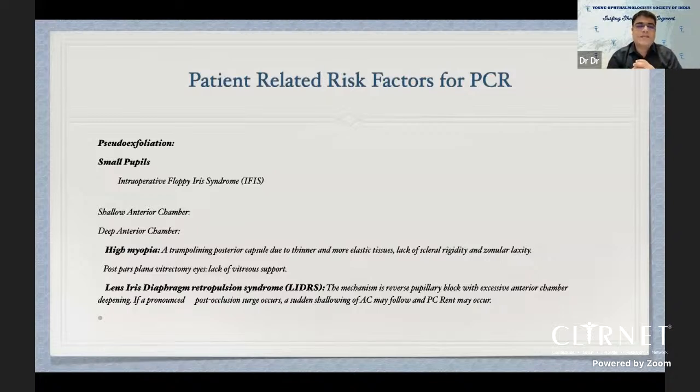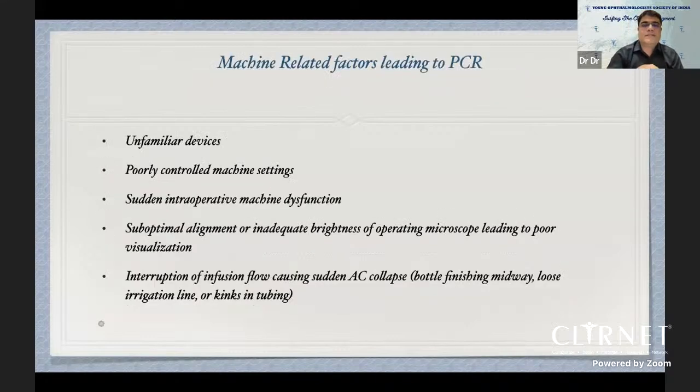Or if there is a deep anterior chamber in high myope patients, the posterior capsule, because of the trampolining effect, may come towards the phaco probe and can lead to posterior capsule rupture. Or LIDRS, we all know lens iris diaphragm retropulsion syndrome, again is a risk factor for PCR.